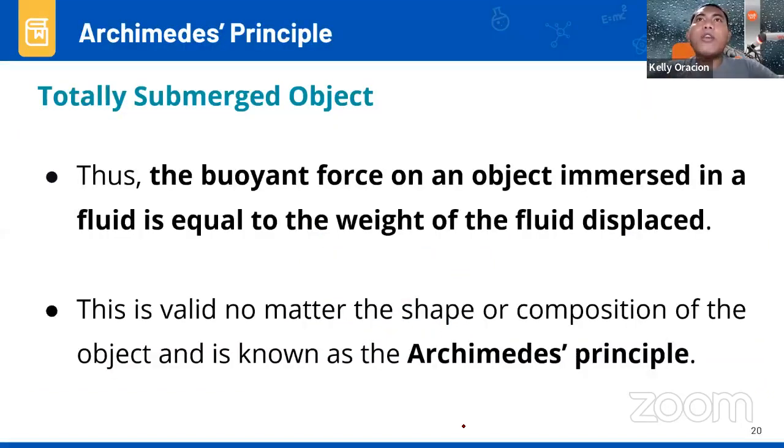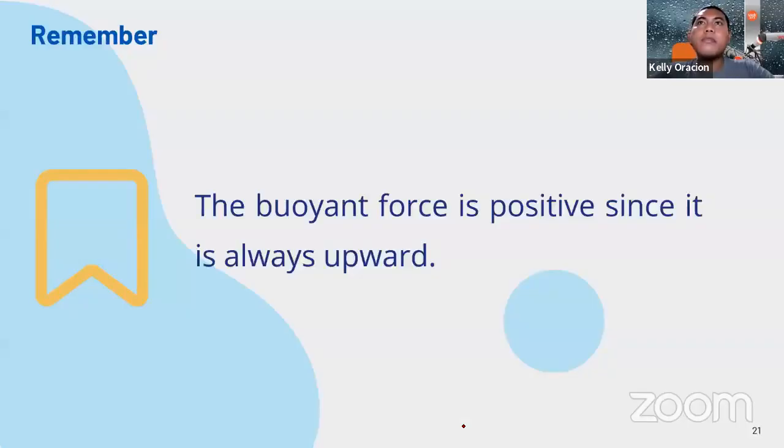The buoyant force on an object immersed in a fluid is equal to the weight of the fluid displaced, as in the formula earlier. And this is valid no matter the shape or composition of the object, and this is known as Archimedes' Principle. Note, the buoyant force is positive since it is always upward. That is what makes us or an object float.